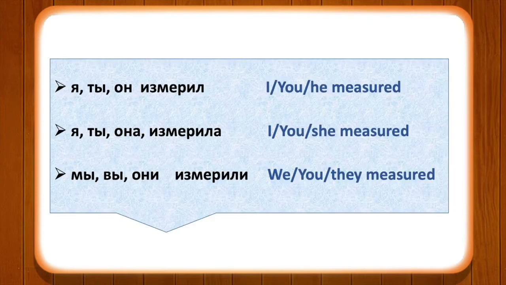And its conjugation in past is ya, ti, on izmeril. Ya izmeril, I measured. Ti izmeril, you measured. On izmeril, he measured. Ya, ti, ana izmerila for feminine gender. Ya izmerila, I measured. Ti izmerila, you measured. Ana izmerila, she measured. And in plural, mi, vi, ani izmerili. Mi izmerili, we measured. Vi izmerili, you measured. Ani izmerili, they measured.